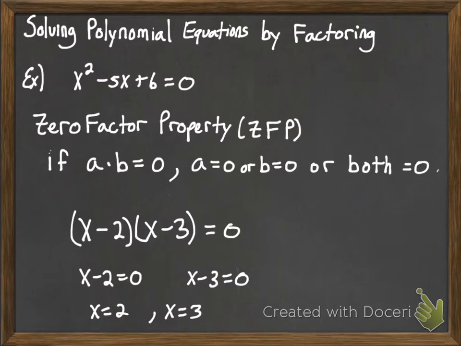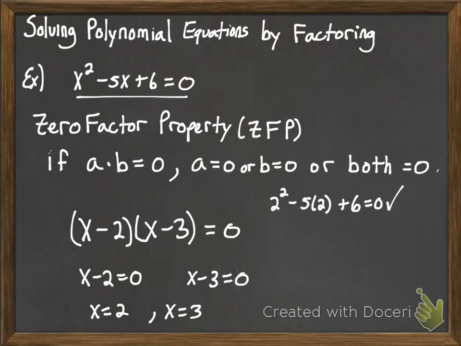Now, just to see that these answers do in fact work, take the answer of 2 and plug it back into our original equation. So if we plug 2 in, we'd have 2 squared minus 5 times 2 plus 6. And then take a moment and work that out. 2 squared is 4. 5 times 2 is 10. 4 minus 10 is negative 6. Plus 6 is in fact 0.